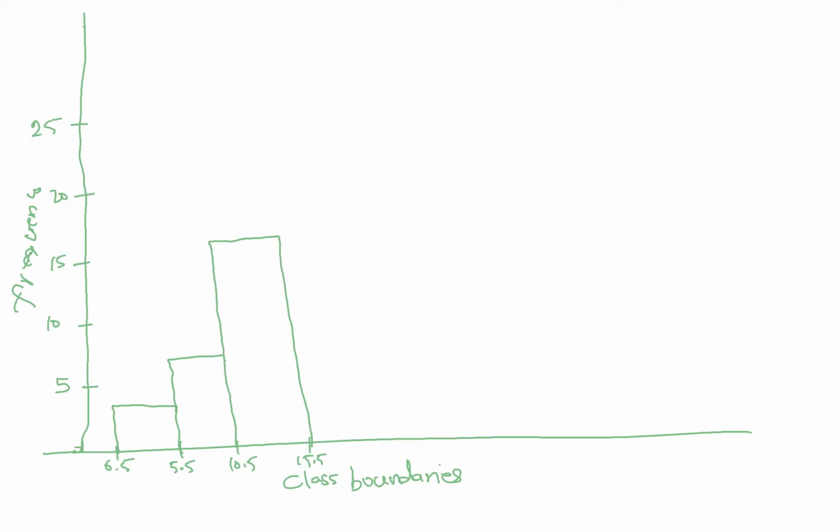But let's do one more, 15.5 to 20.5. The frequency is 22. So we move up. It should be 22. This is a sketch, okay? And you can have a proper graph sheet and you can do a better sketch than I am doing. So this is how we can put together a histogram.